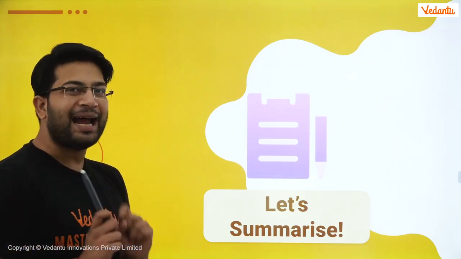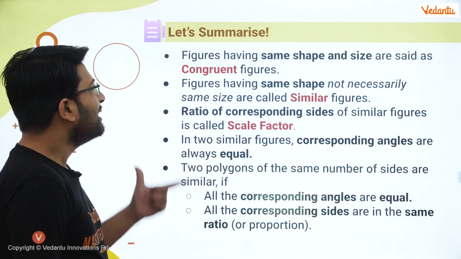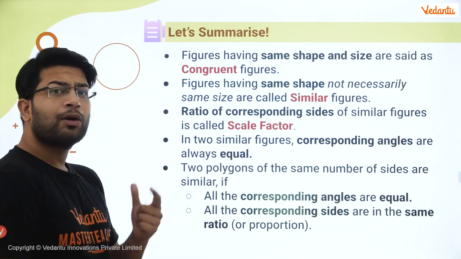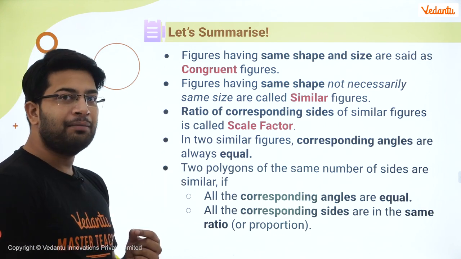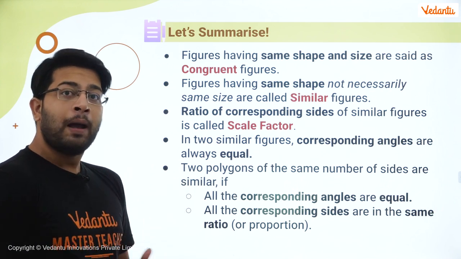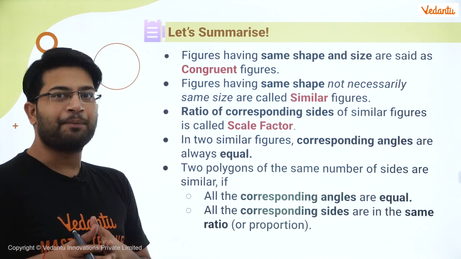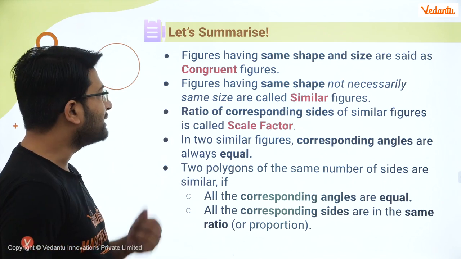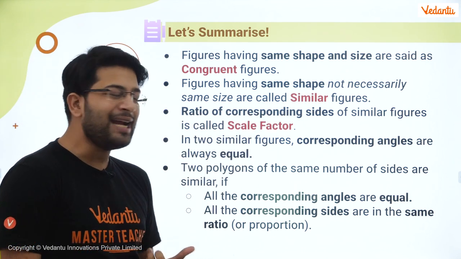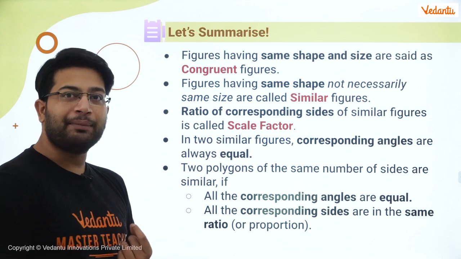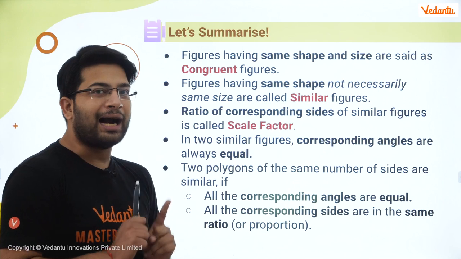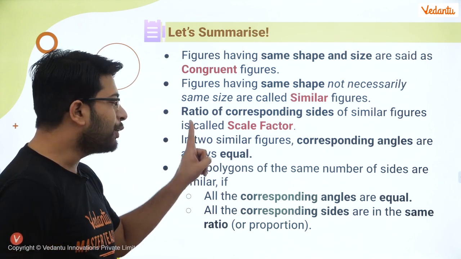Very good. So champ, let's summarize our class. In this class, we have seen that figures which have the same shape and same size are known as congruent figures. But at the same time, if we are not sure about the size, whether the size is equal or not, but the shape is the same, then we can say the figures are similar figures. The scale factor is nothing but the ratio of the corresponding sides. Then we have seen if two figures are similar, then the corresponding angles are equal and corresponding sides are in the same proportion. So I hope champ, you got all the things.